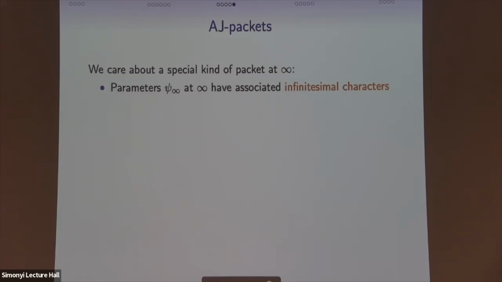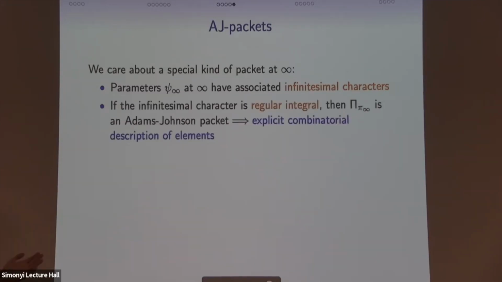Basically, these parameters psi infinity at infinity have associated infinitesimal characters. This is an invariant of real representations, and that's the invariant of all the representations in the packet. If the infinitesimal character is regular and integral, then the packet is called an Adams-Johnson packet. And the key upshot is that there's an explicit combinatorial description of all the representations inside these packets.